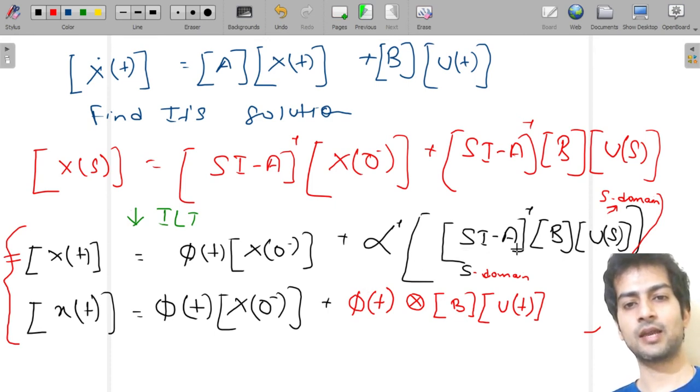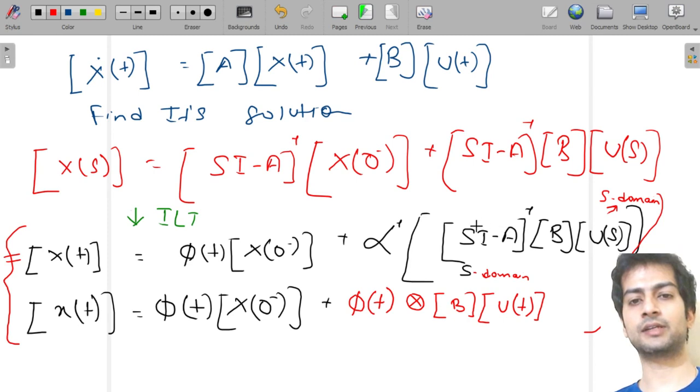The second step is that we take phi(t), meaning convert this STM. After solving (sI minus A) inverse, you will get an STM in S domain. Convert it into time domain. Okay. Then take the convolution of matrix B and u(t). These two terms will be separate. Here what you will do: take (sI minus A) inverse, you will get STM in S domain, which you will convert to time domain by taking the inverse Laplace transform, and you will get phi(t).